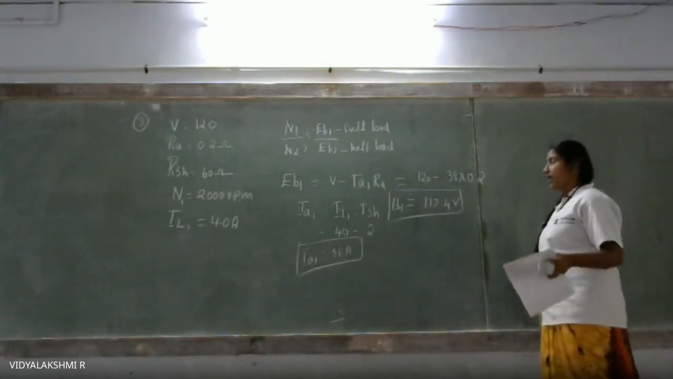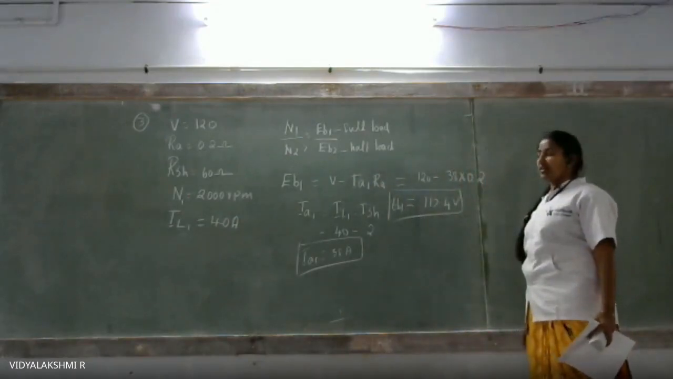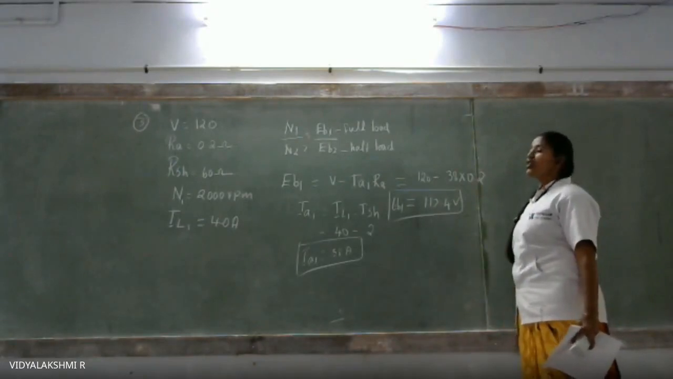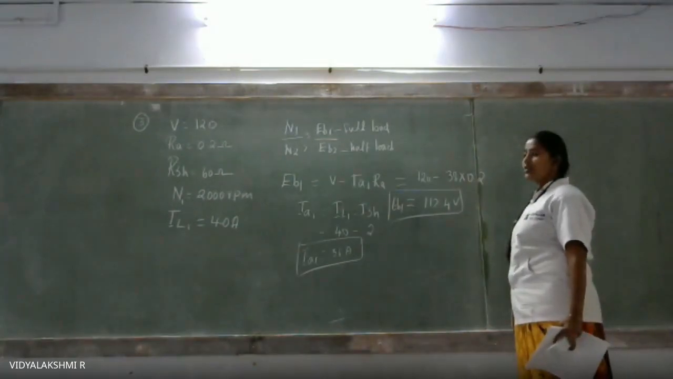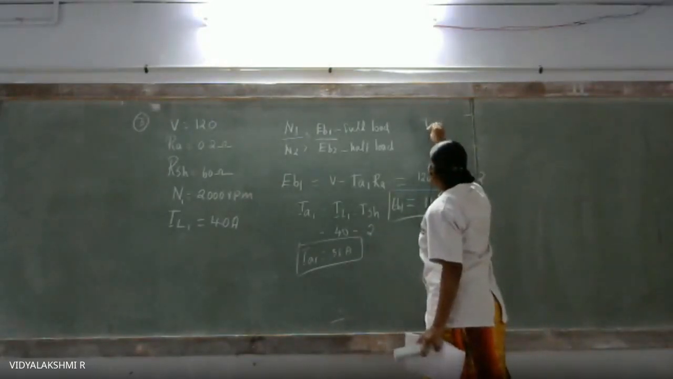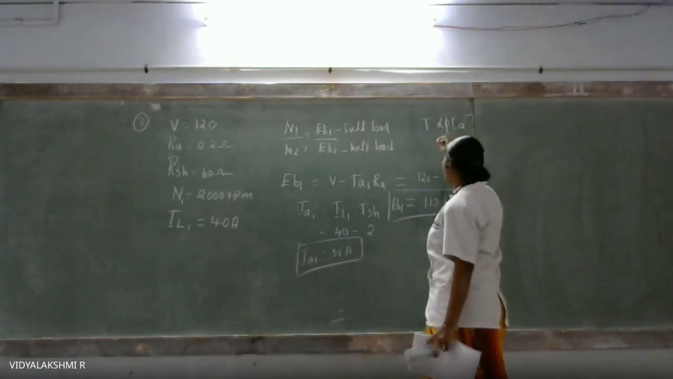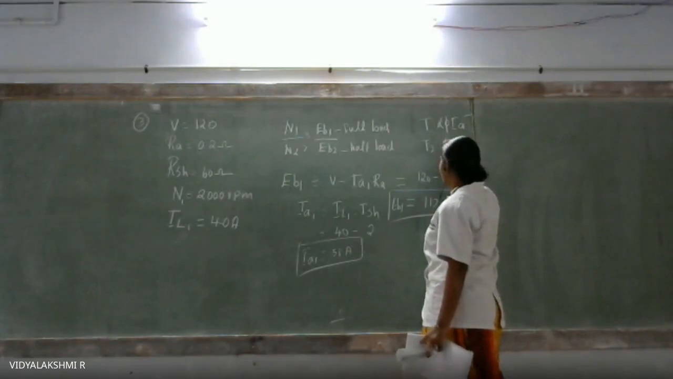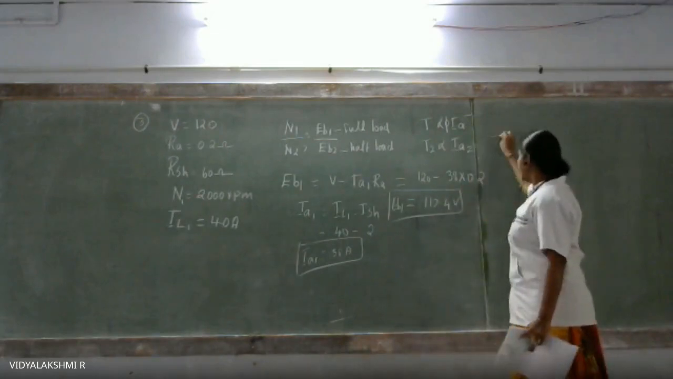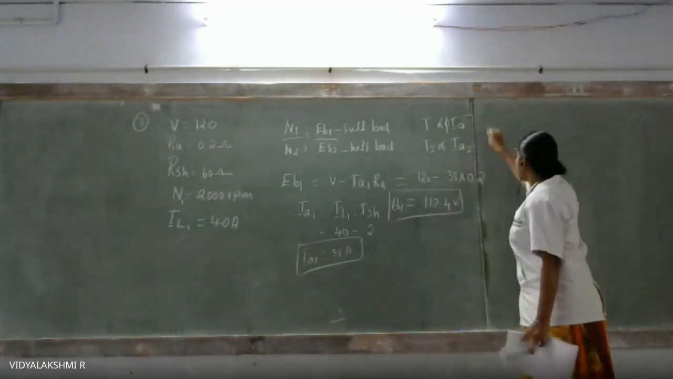Next, I'm going to find out my EB2. For EB2, you have to go with the IA2 value. You have to find out EB2 with respect to V minus IA2 into RA. So for this, I'm going to find out IA2. Before that, we should know that torque T is directly proportional to phi into IA. I'm going to find out the value with respect to full load. So T2 is proportional to IA2, and for full load it is T1. This is the common.